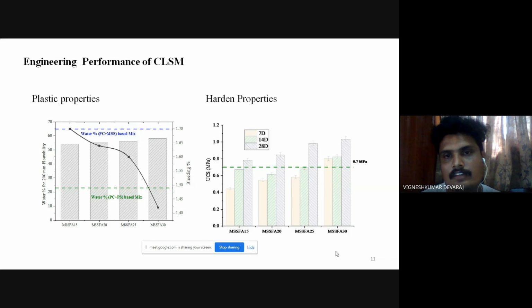For the hardened property we need 0.7 megapascal. All the mixes reached 0.7 megapascal. We are choosing an optimized mix based on various parameters: MSSFA, durability properties, structural properties too. We will optimize it. MSSFA 25 is optimized for implementing in the field.